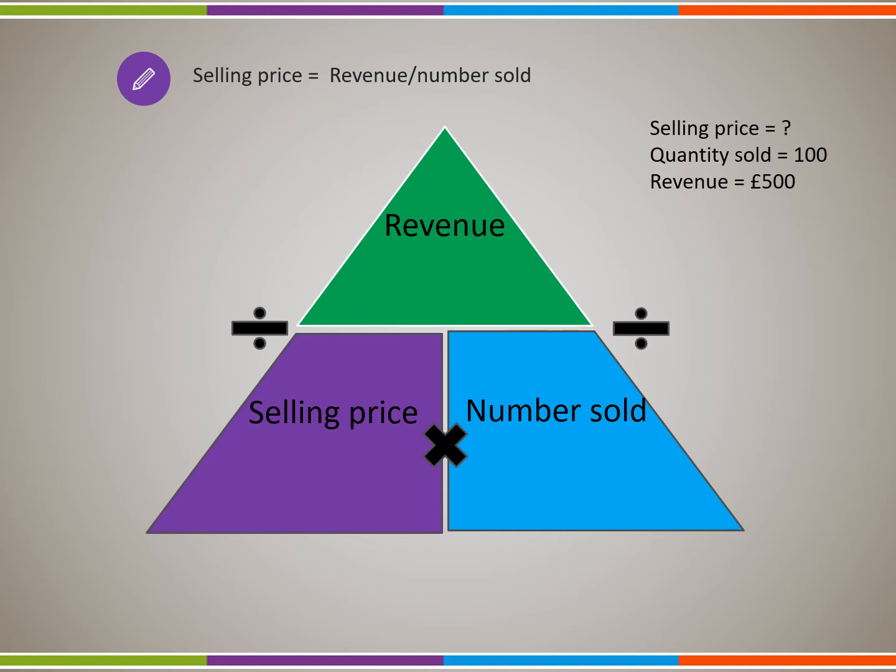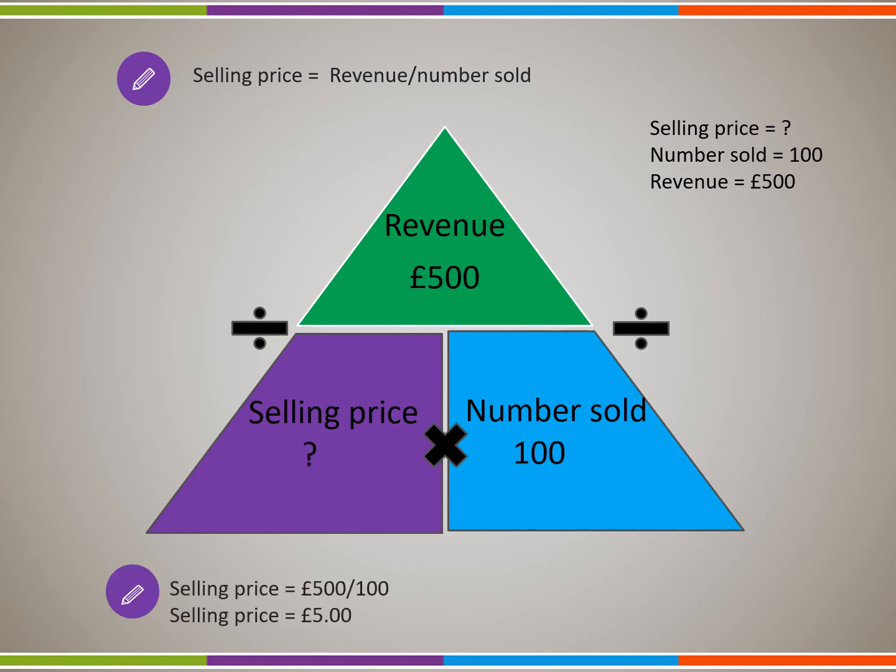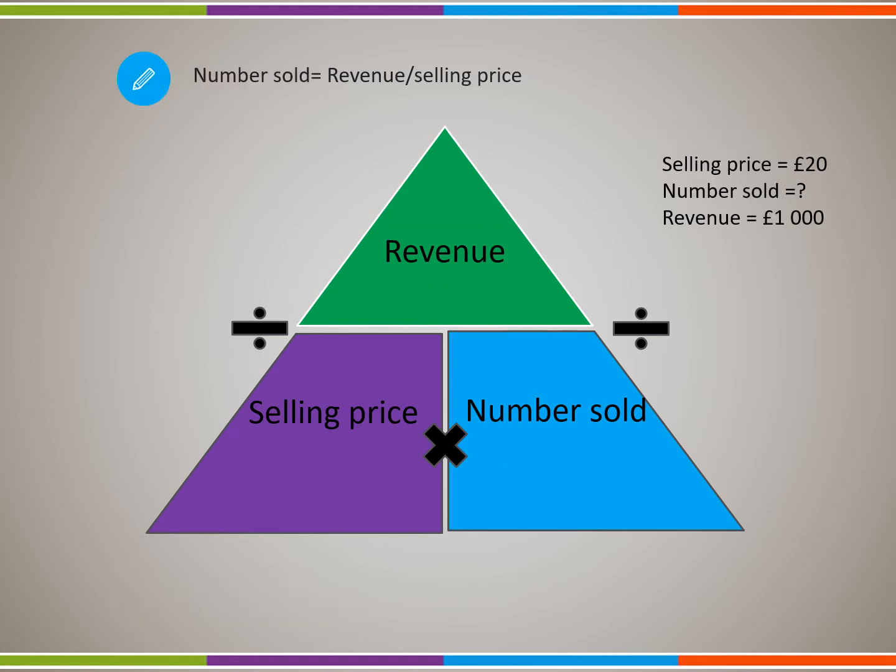Now, let's see if we want to calculate selling price. So this time, the two numbers we know are the quantity sold is 100 and the revenue is 500. So if we put this information into our triangle, we can see now that the numbers are below each other and therefore we need to divide. So the selling price is equal to £500 divided by 100 gives us a selling price of £5 per unit. Let's look at a third example.